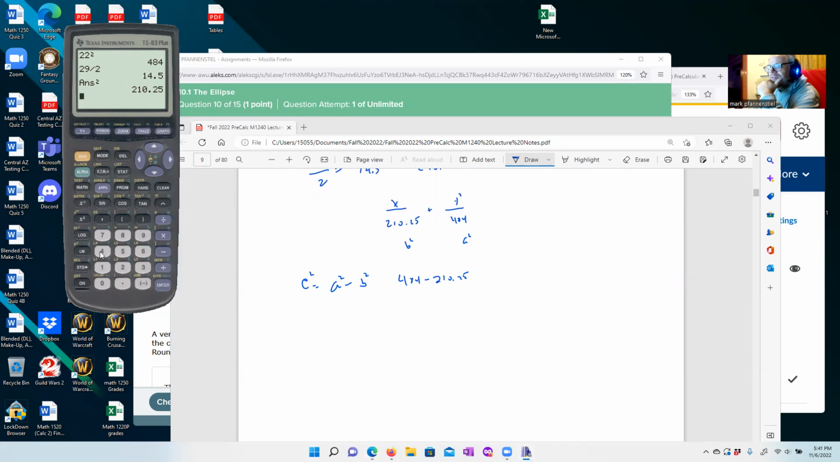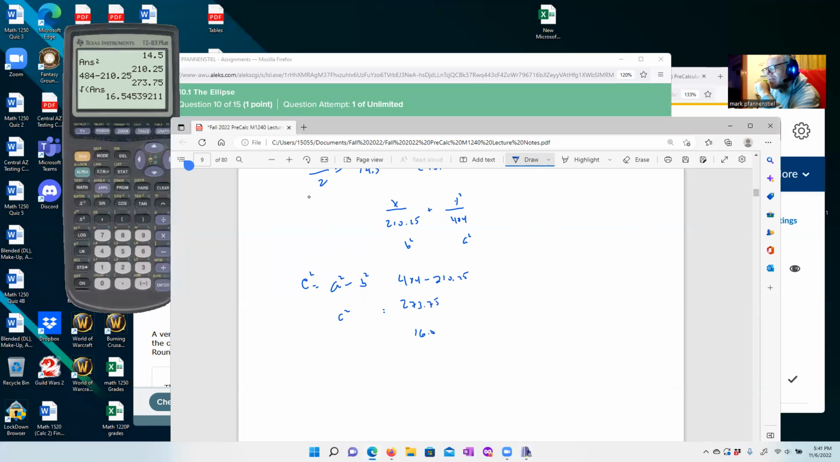So we have 484 minus 210.25, which is 273.75. That's our c squared, which gives the location of the foci. So let's take the square root. It looks like about 16.5-ish. Somebody's kidney is at stake here, so we'll say 16.55, to 2 decimal places.